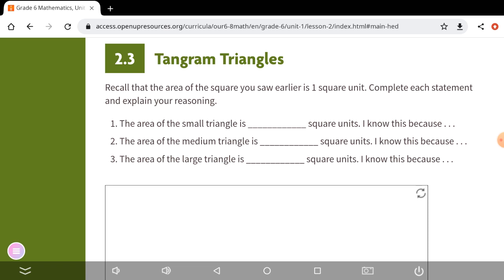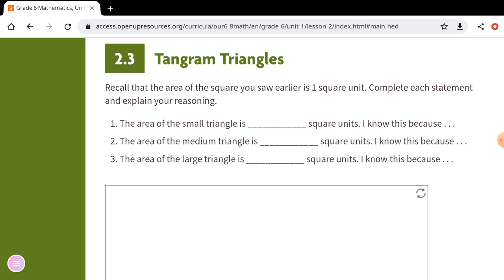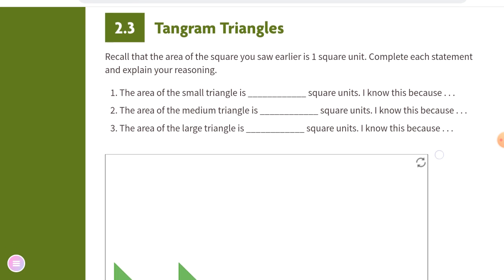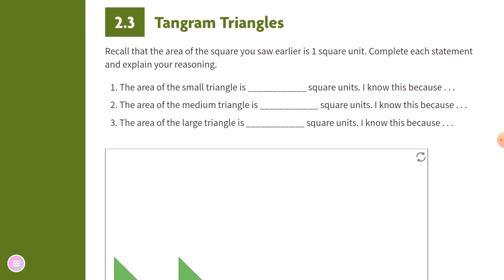Again, try it again. Okay, recall the area of the square you saw earlier, which is also the square you have in your baggie, is 1 square unit. Complete each statement and explain your reasoning. So number 1 says, the area of the small triangle is blank square units. I know this because. Who thinks they know this one?